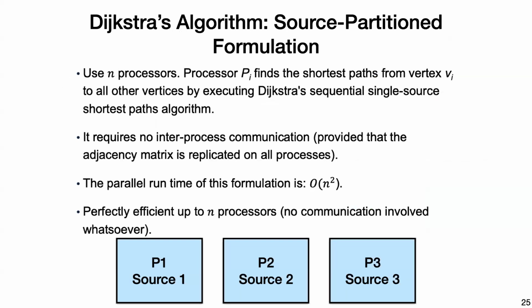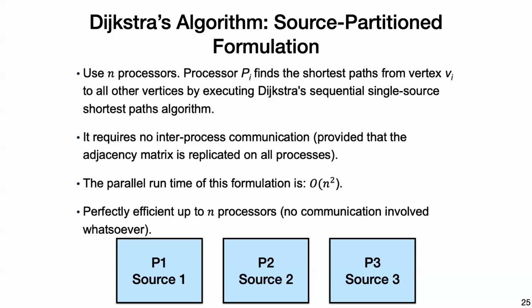Sometimes these are called outer parallel and inner parallel, where outer parallel is like you just parallelize the biggest outer loop, and then inner parallel is like you also parallelize the algorithm inside. Here it's also called the source partition formulation, which is just you cut up the jobs based on which source you're running Dijkstra's algorithm from. And yeah, processor P sub i finds the shortest paths from vertex i. You just run Dijkstra's algorithm on processor i.